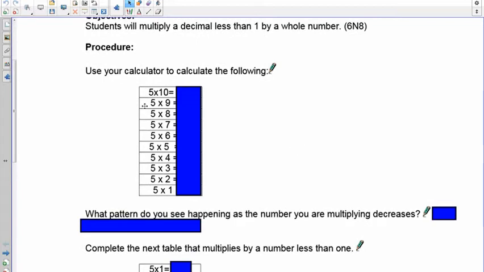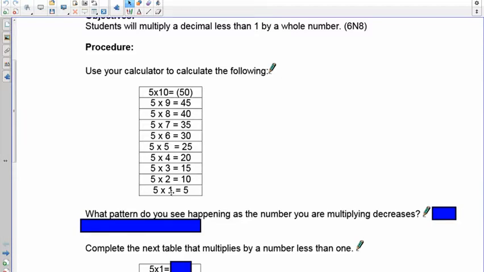I want you to go through and fill out this chart for yourself. Go down and go 5 times 10, 5 times 9, and you'll notice that we're decreasing what we multiply from 10 through 1. 5 times 10 is 50, 5 times 9 is 45, right? So the pattern is, as what you're multiplying gets smaller, the product also gets smaller. But we stopped at 5 times 1.